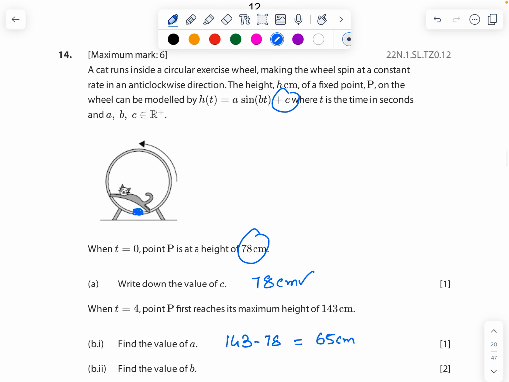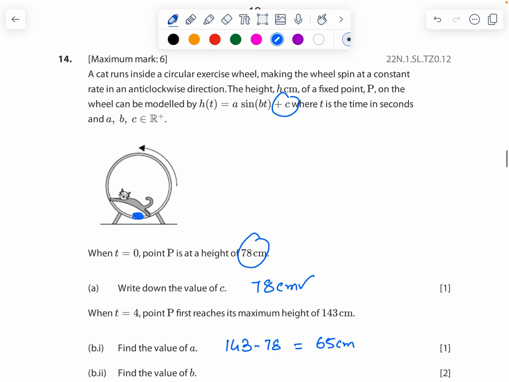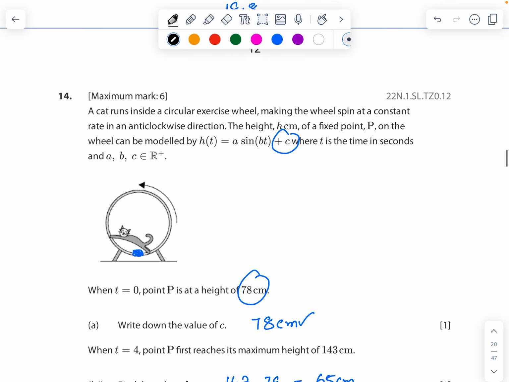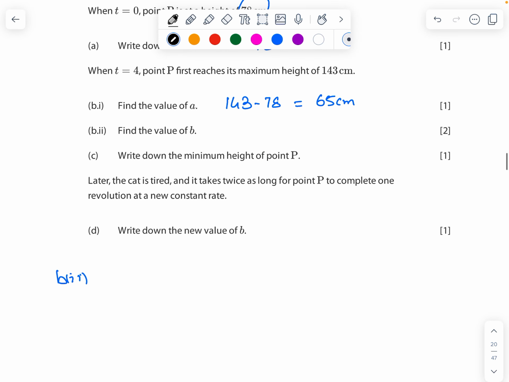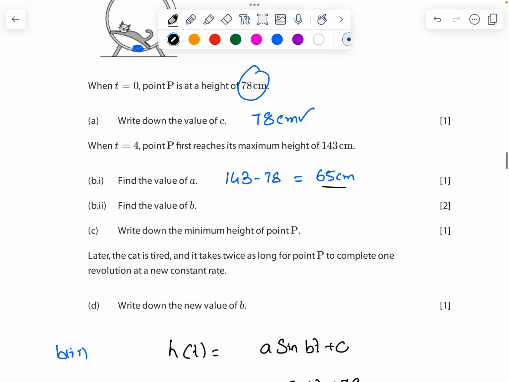The formula is, let me write it out over here for part B2. The equation was h of t equals a sine bt plus c. Now a value was 65, B value we have to calculate, and C value is 78. Now, what is the thing? 65 centimeters is going to be the value of A.